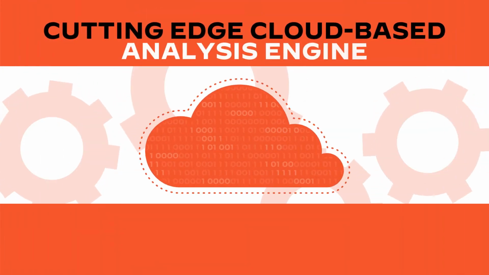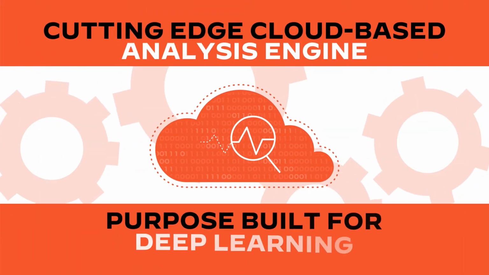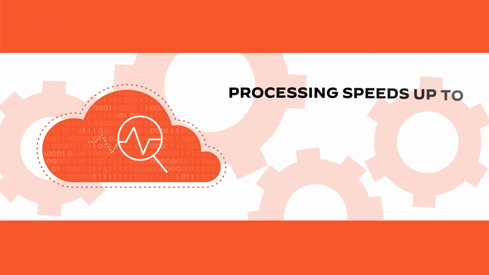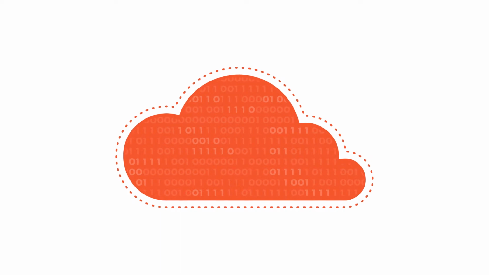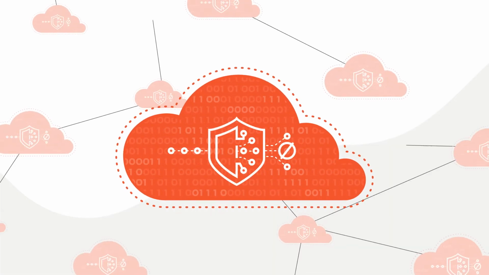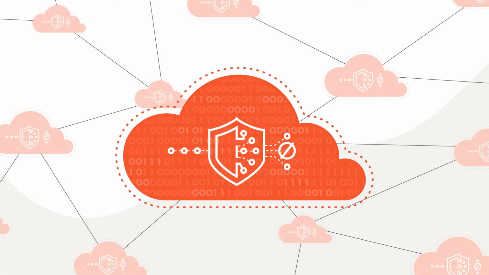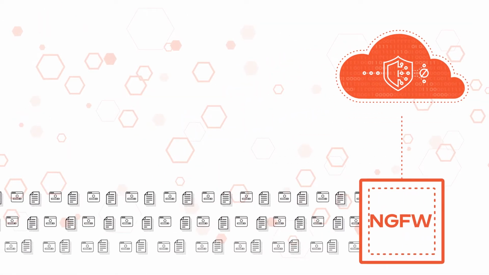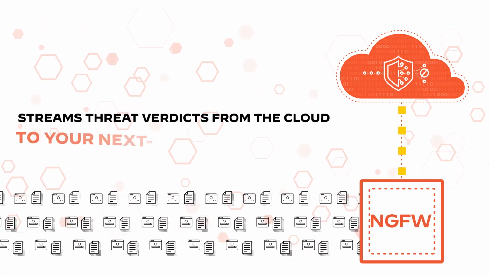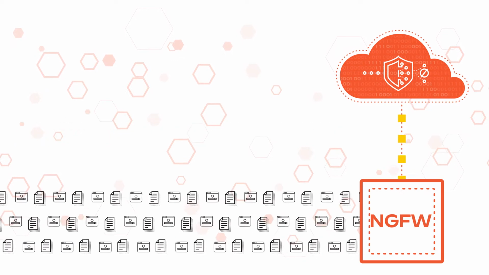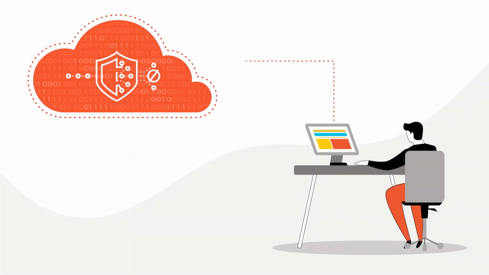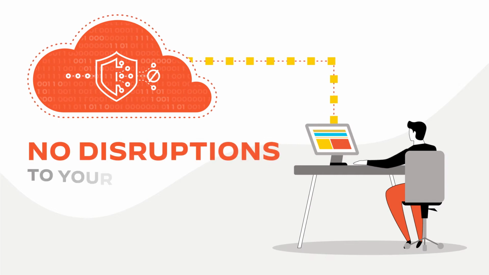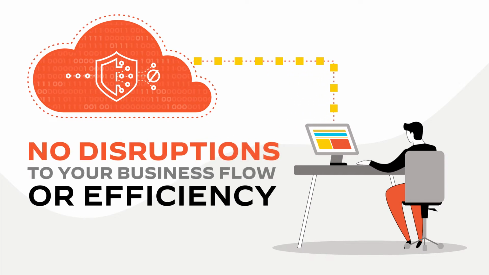Our cutting-edge, cloud-based analysis engine is purpose-built for deep learning, with processing speeds that are 6 times faster than ever before. Inline deep learning runs in the cloud with unlimited capacity and scale. Our lightning-fast global network streams threat verdicts from the cloud to your next-generation firewall, delivering prevention in milliseconds. Near-zero latency means threats are eliminated with no disruptions to your business flow or workforce efficiency.